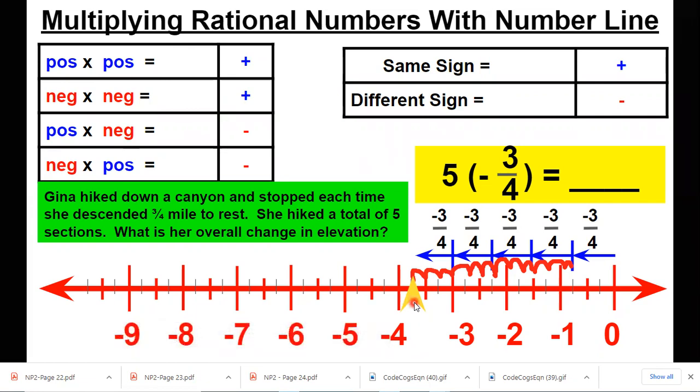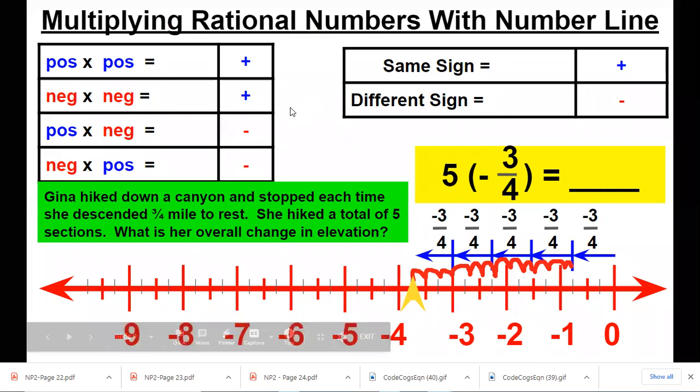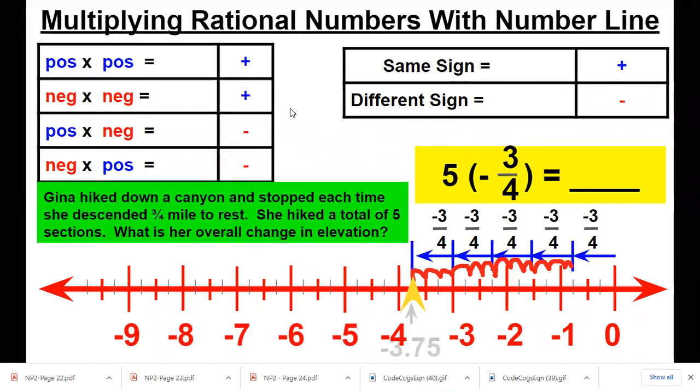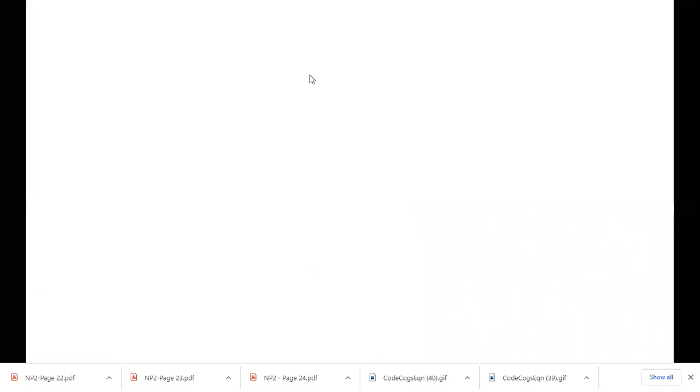Negative 3 and 3/4, right? Or negative 3 and 0.75. So let's see how we decide to do this. Negative 3.75. So we could say negative 3 and 3/4 if we want, or we can say negative 3.75. They both mean the same thing. So 5 positive groups to the left gives us a negative 3.75. Different signs, answer is negative. Okay.